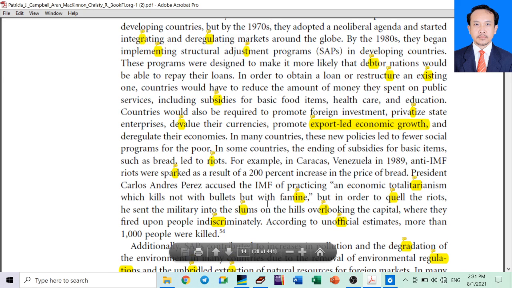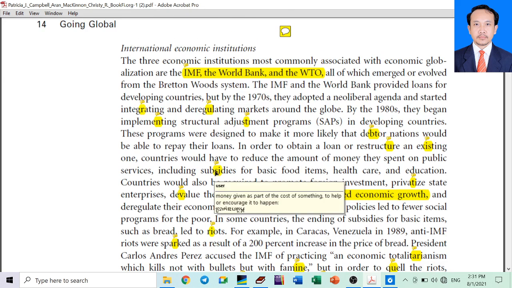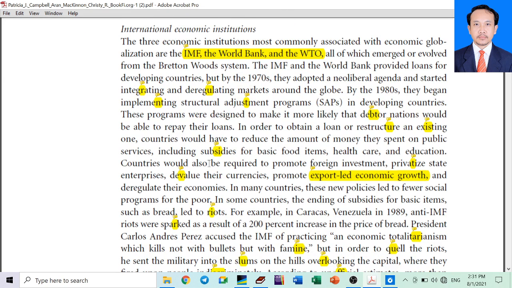Okay, thank you. After we study and read the vocabularies, let's read together and listen to my presentation about this new point, international economic institutions. Let's learn together. The three economic institutions most commonly associated with economic globalization are, remember this, the IMF, which stands for International Monetary Fund, the WB, and the WTO, World Trade Organization.